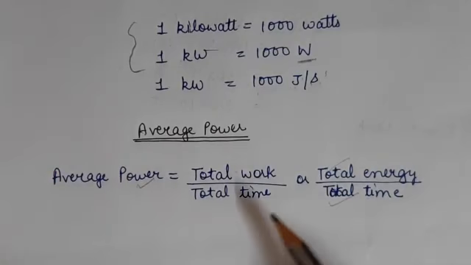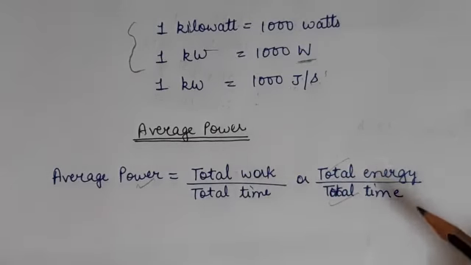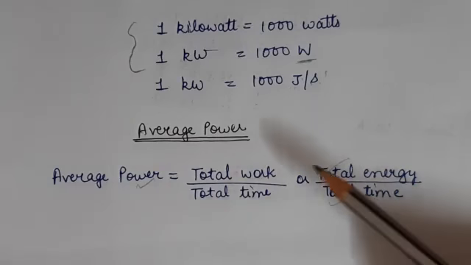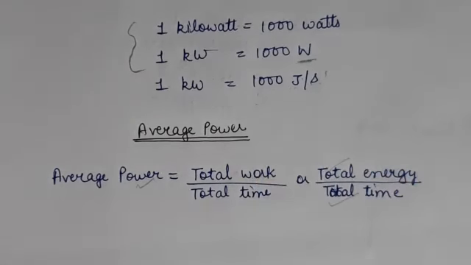Because work and energy are basically similar things. Energy is the capacity to do work. So we can replace work by energy also. It hardly matters. So average power is total work done upon total time taken, or we can also write total energy consumed divided by total time taken. That will give the average power.